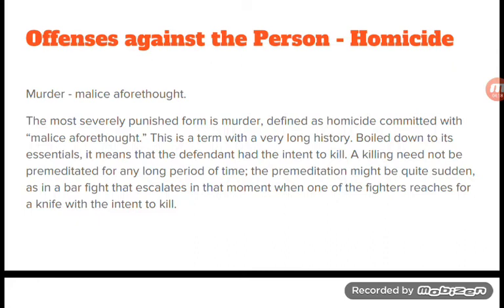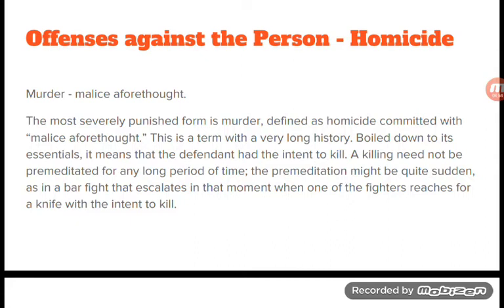Homicide is one of my favorite ways to really divide up into the actus reus and the mens rea. The actus reus here is the act of the homicide. That's going to be the action. But then the mens rea, the intent involved in the homicide, is going to equate to the greater or lesser punishment that the homicide receives. So the most severe form of punishment is going to be the malice aforethought. That is going to be where the defendant had intent to kill.